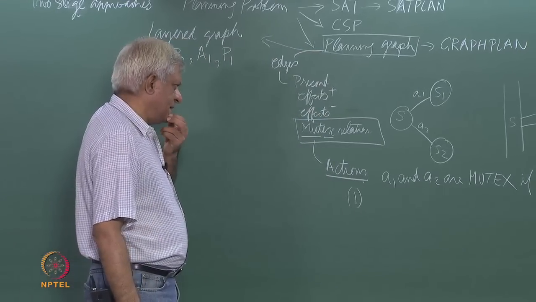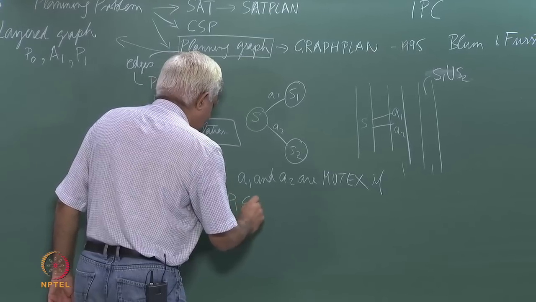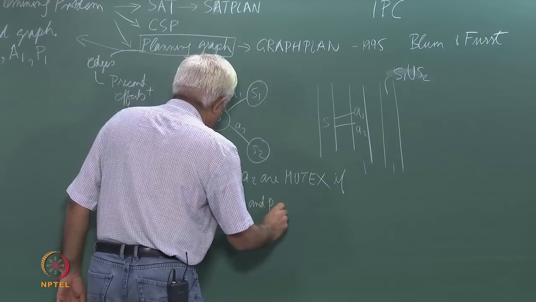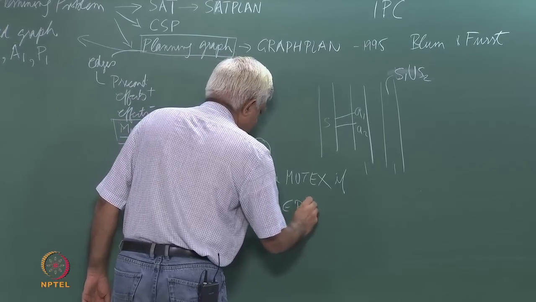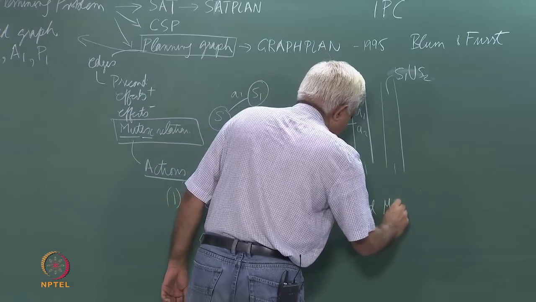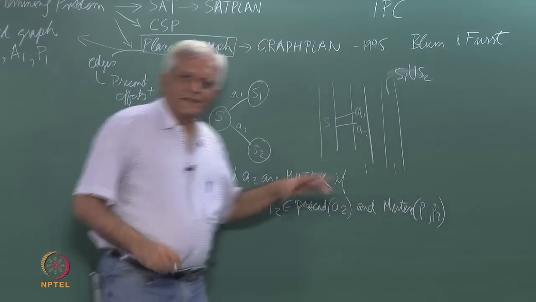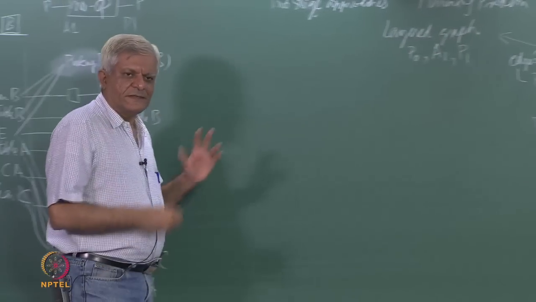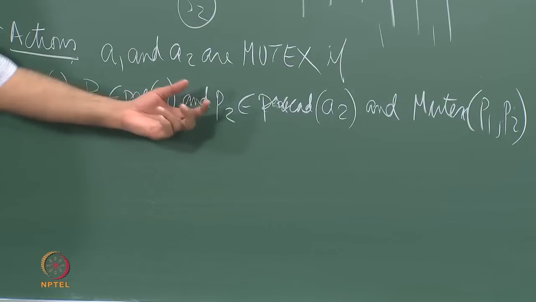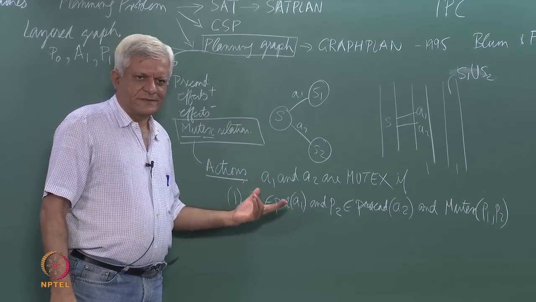The first is that P1 belongs to precondition of A1 and P2 belongs to precondition of A2 and mutex P1 P2. So, when I say mutex P1 P2, I mean there is an edge between P1 and P2 which says that they are mutex. So, if A1 requires P1 as a precondition and A2 requires P2 as a precondition, and in the previous layer those two are marked as mutex, then those actions cannot be done together essentially.